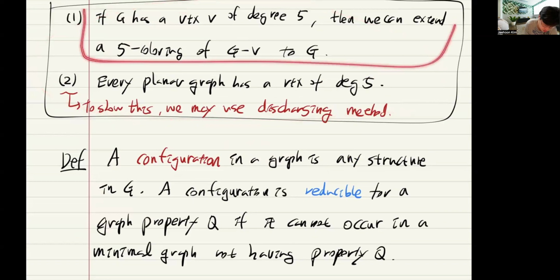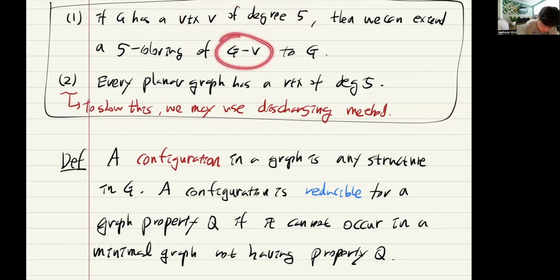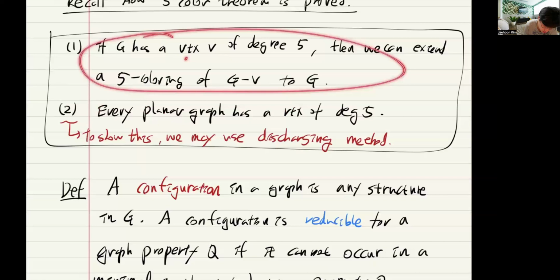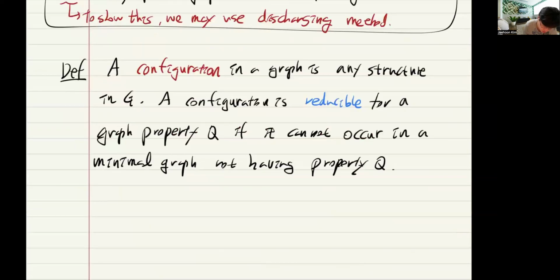So here, what is the property Q? Property Q here is that the planar graph is bicolorable. Then a vertex of degree 5 cannot occur there. If so, this is a smaller graph, so it is bicolorable, and the coloring extends to a bicoloring of the entire thing, which is a contradiction. So this shows that a vertex of degree 5 is a reducible configuration regarding this property of bicolorability.